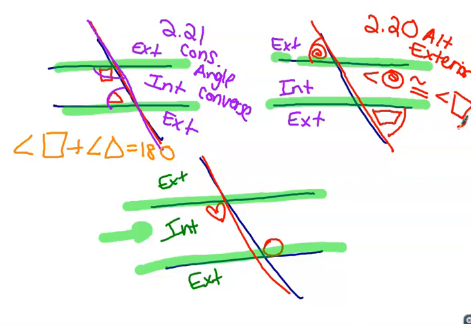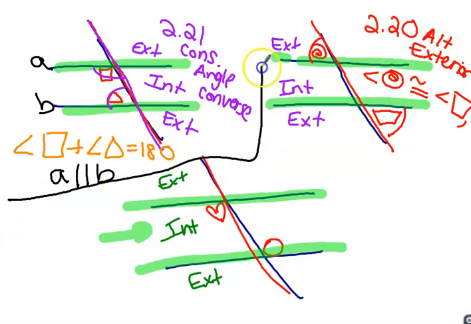Therefore, these parallel lines are congruent. So let's make this line A and line B. A is parallel to B. Okay, so the first one was consecutive angle converse. Sorry, going back a little bit. The next one is alternate exterior.